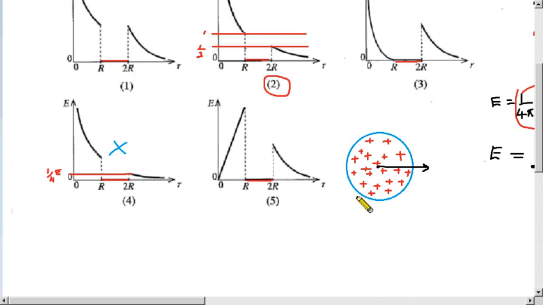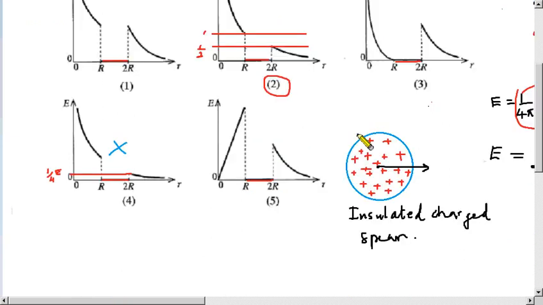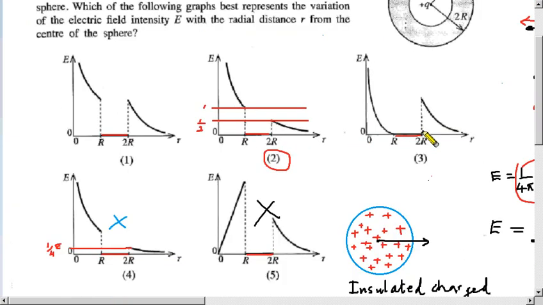So if it is an insulated charged sphere, then it is correct. But our problem is a hollow sphere, not something like this, not an insulated one. It is a conducting sphere, so therefore this graph is wrong. So finally we decide that this graph is correct.